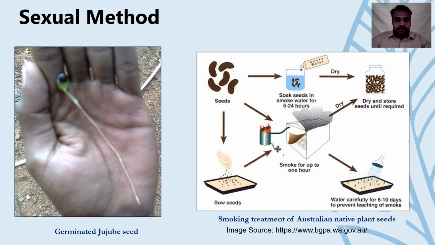And in the pictures you can see the jujube seed with a very long taproot, the root which is coming out during the germination. This will develop into a taproot system and an extensive root system. In the second picture, you can see the smoking treatment, which is sort of necessary for certain Australian native crops. Only then these seeds will start germinating.